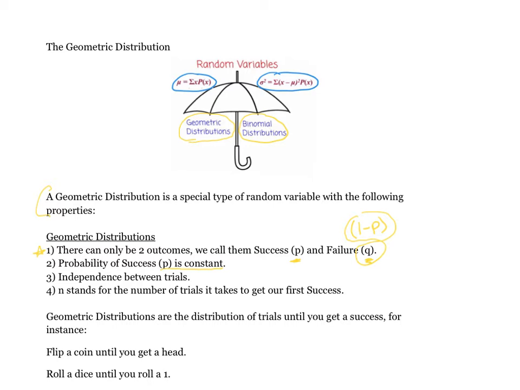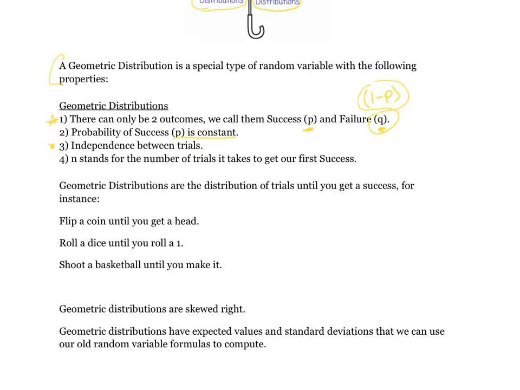The third thing is that you need independence between trials. So one trial can't affect the next one. Okay, and that's related to option 2, where P is constant throughout the entire exercise. There needs to be independence between trials. And then number 4. N stands for the number of trials it takes to get our first success. Okay, so that's what a geometric distribution is.